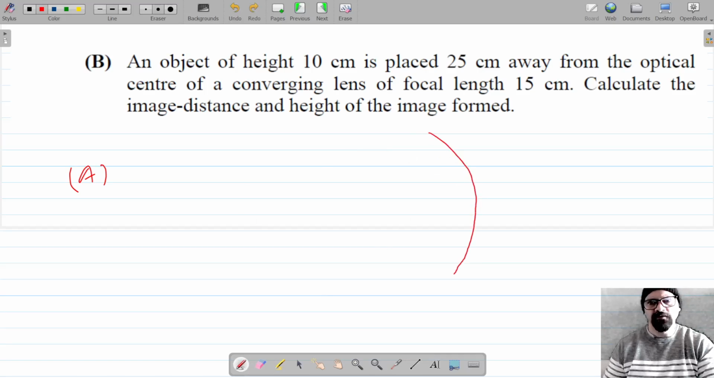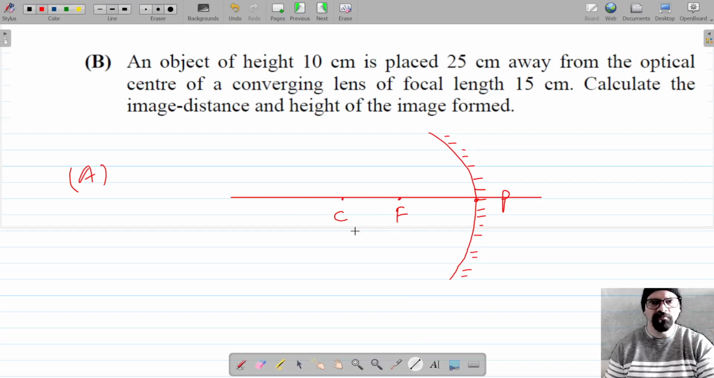Okay, let's say this is a concave mirror. This is the non-reflecting surface, meaning the light is not coming, and the reflecting surface is curved inwards. This is, let's say, the pole. This is the center of curvature, and this is the principal focus. The line passing through the center of curvature and the pole is the principal axis.